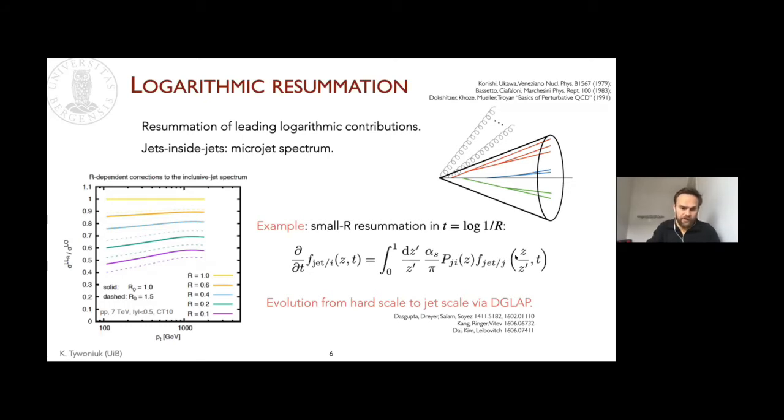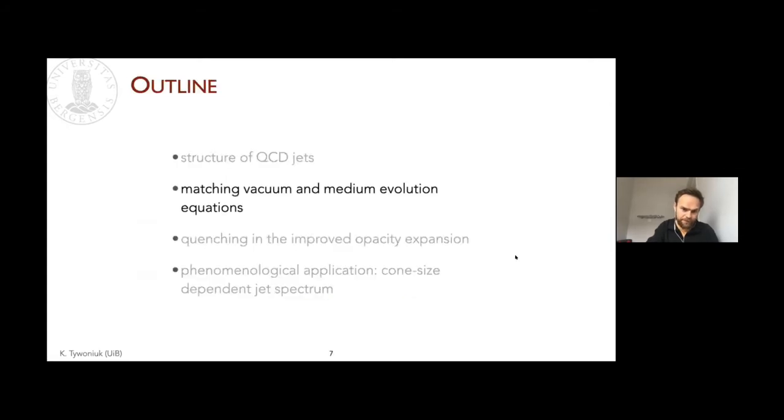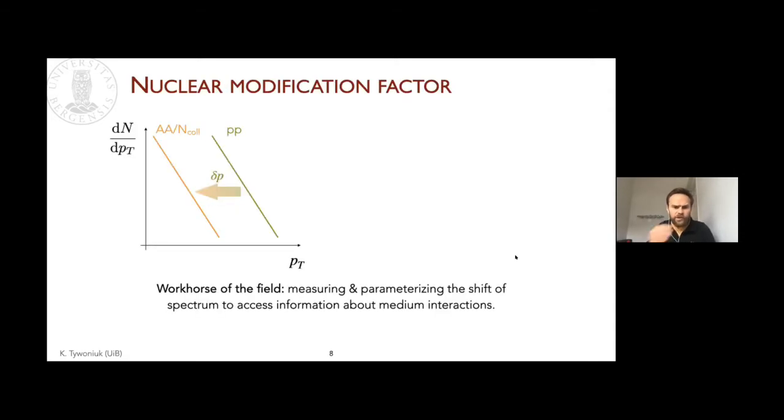And these things have been developed in recent years, both on the QCD side and then also the SCET side. And now we're turning our attention to the medium. And in the medium, we have basically the following problem: typically the spectrum of an AA collision, scaled by the number of collisions happening according to the Glauber model or something else, is typically suppressed with respect to the PP spectrum. So here I just show a cartoon of that.